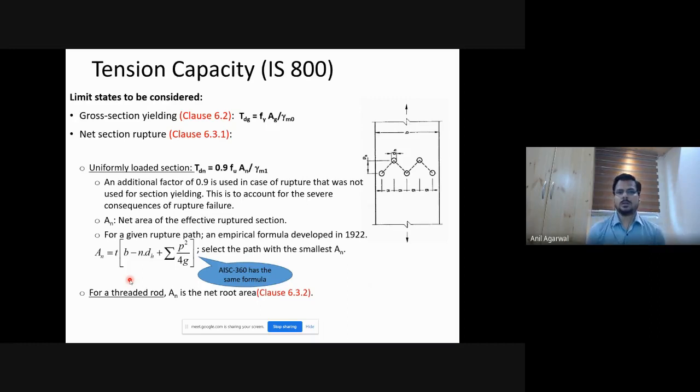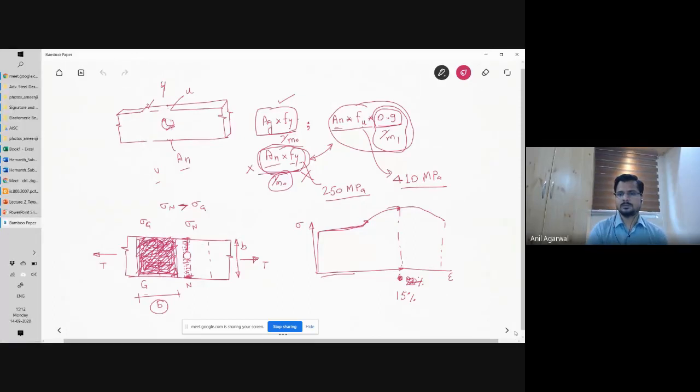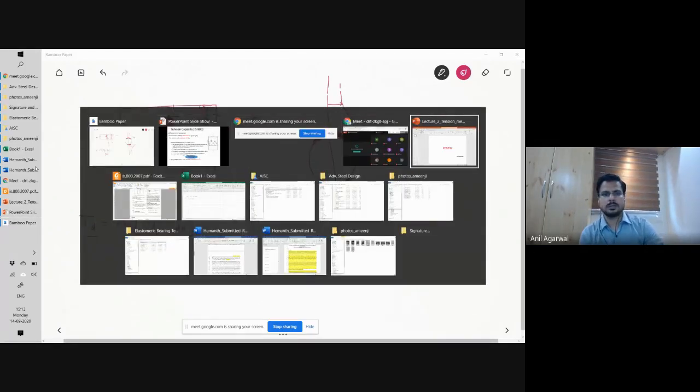Basically the design strength of the member in tension, TD, is equal to the minimum of TDG, comma TDN. The design tension strength is the minimum of the two. One is gross yielding. Let me see if in my IS 800 we can find that line.